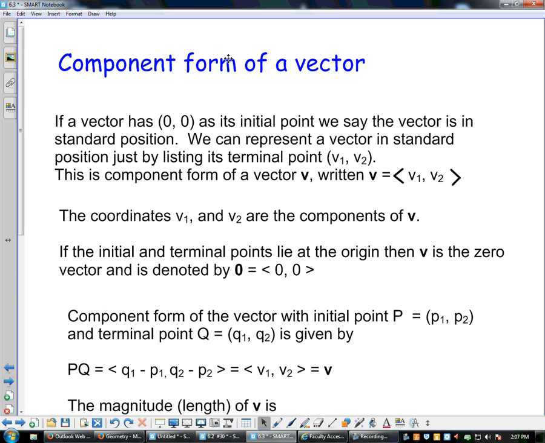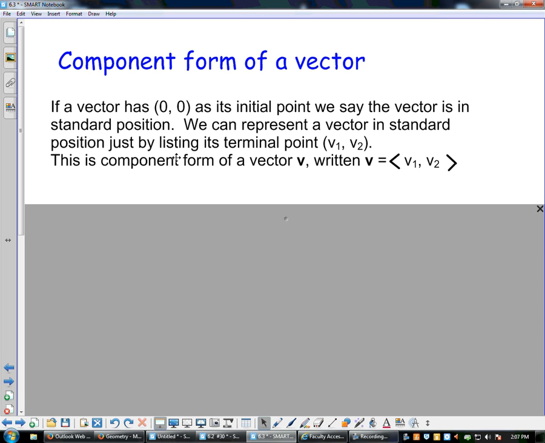All right, so let's talk about the component form of a vector. If a vector has 0, 0 as its initial point, like vector PQ did in our last example, we say that the vector is in standard position. So vector PQ was in standard position, vector RS was not in standard position. Everybody understand? You with me from our last example?